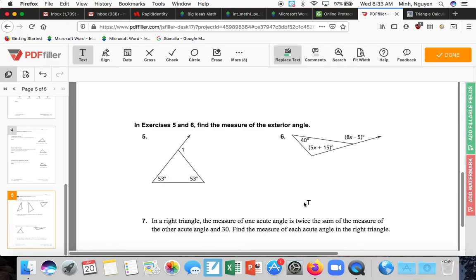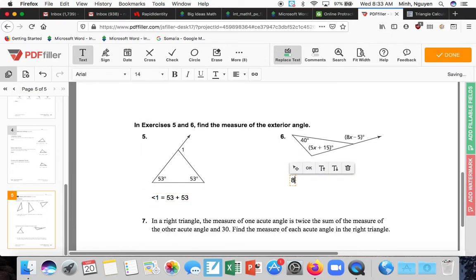Find the measure of the exterior angle. Don't forget that the outside one is equal to the opposite interior angles added together. So you would say angle 1 equals 53 plus 53, or this angle equals these two added together. So here's what that would look like. Angle 1 equals 53 degrees plus 53 degrees.